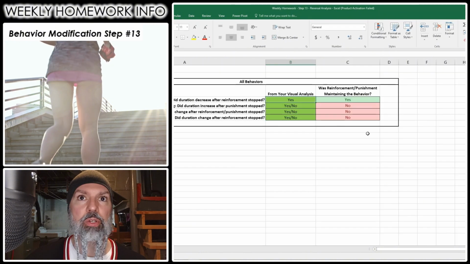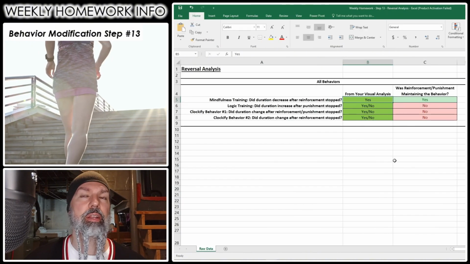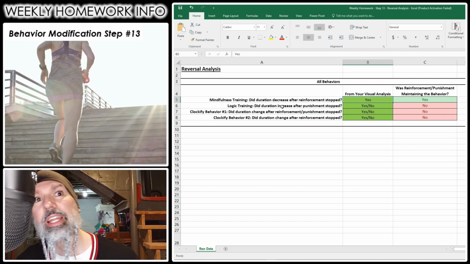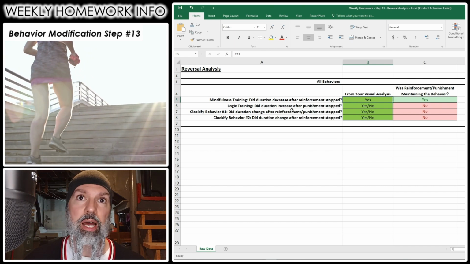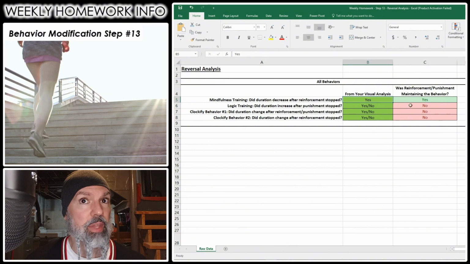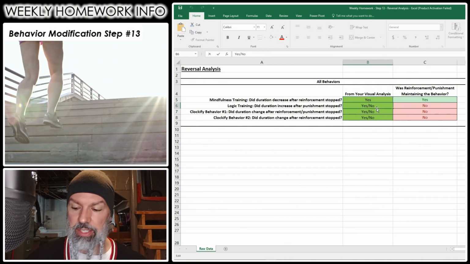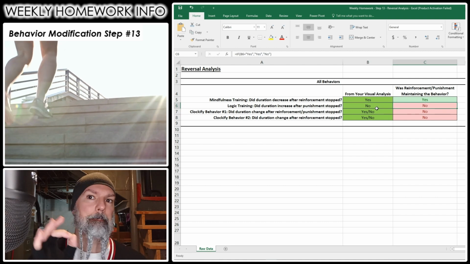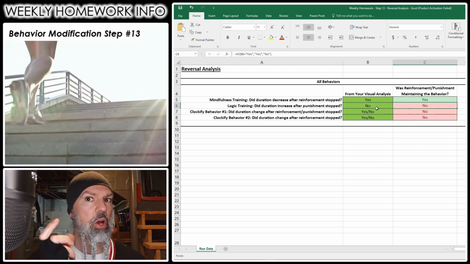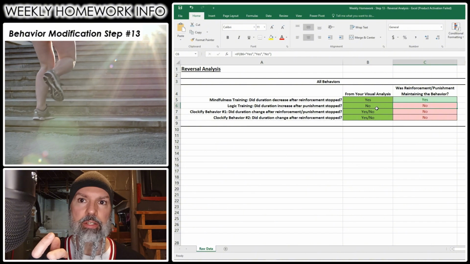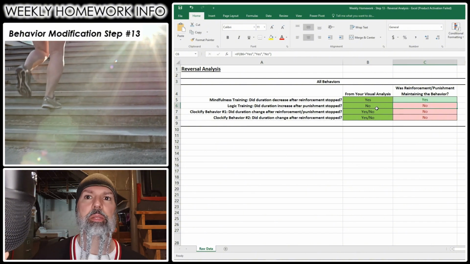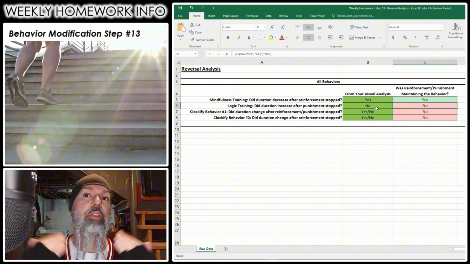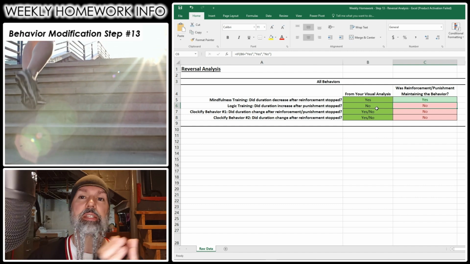So we go back to our decision Excel sheet here, and it asks did logic training duration increase after punishment stopped? Basically, did you get slower after punishment stopped? In this case, it actually continued to decrease. So we put no. And what that means is that punishment criteria was no longer maintaining the behavior change. So you might ask yourself, well, what could possibly be maintaining the behavior change? Well, in this case, some other form of reinforcement is now maintaining the behavior.